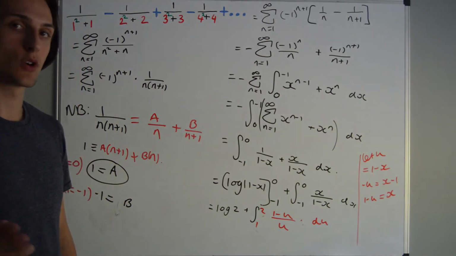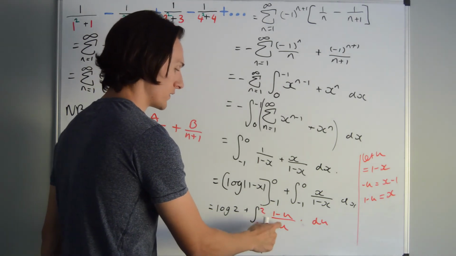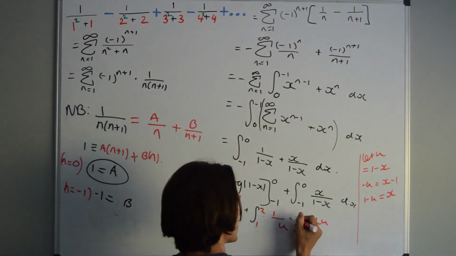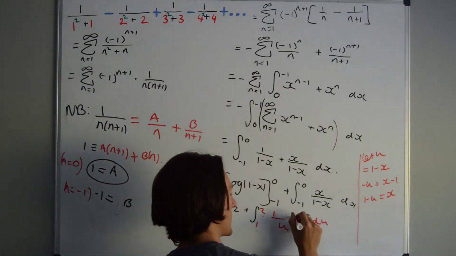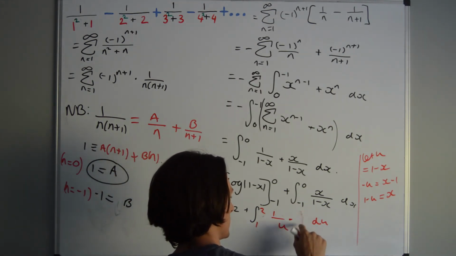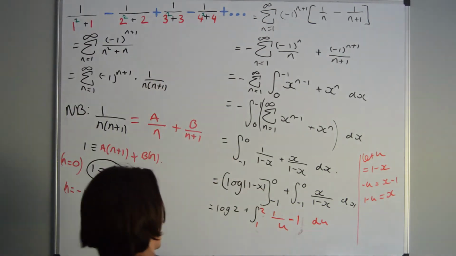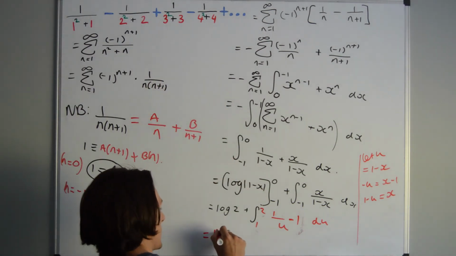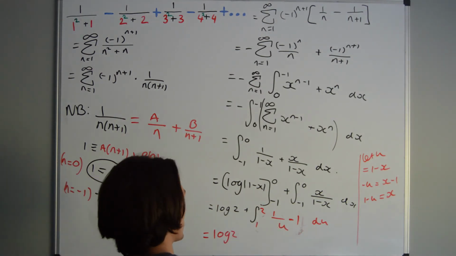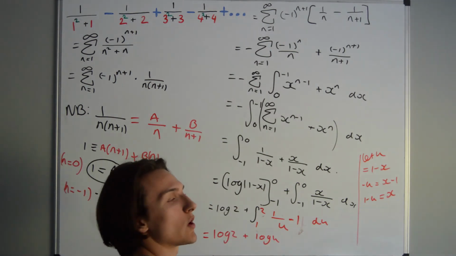And now, what can we do? Well, we can split this into 2 separate parts. So we have 1 over u, and then we have minus u over u. It was minus u over u, but u over u is just 1. That is the final integral we are left with. And now let's just do the final steps. That's going to be log 2. The integral of 1 over u is of course log u, so we're going to have plus log u, and the integral of minus 1 is minus u.